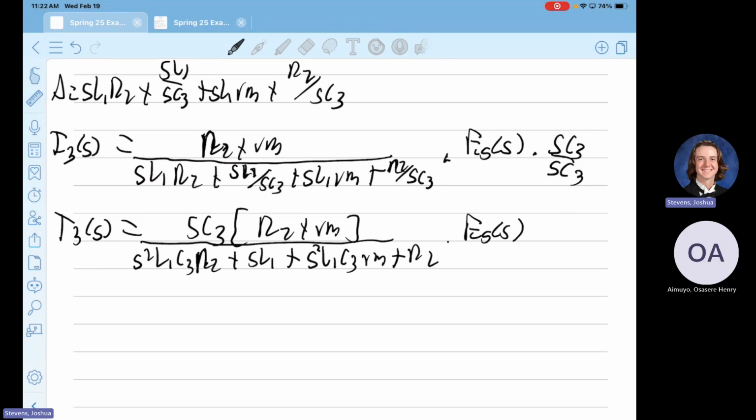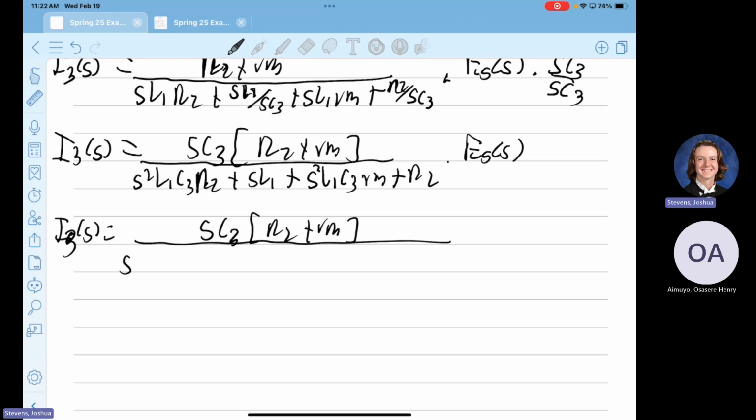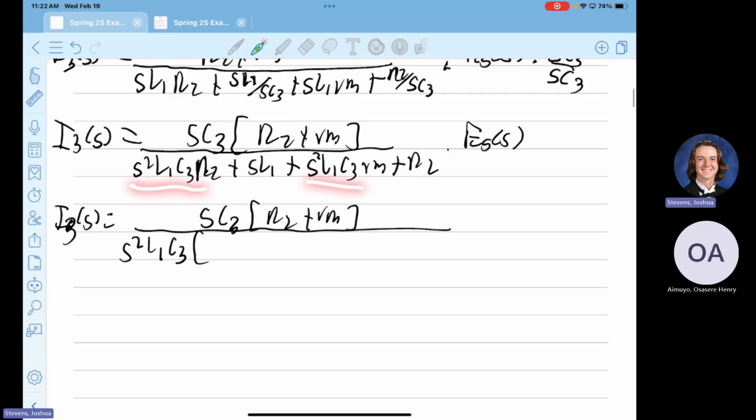All right, so then I like to combine like terms. I3 of S, and still the same up top. Okay. So now I'm going to group it into S squareds. Well, I guess I can take those out. So L1 C3, because all my S squared terms have an L1 and a C3. So then that just becomes R2 plus RM plus an SL1 plus R2, all multiplied by EG of S.